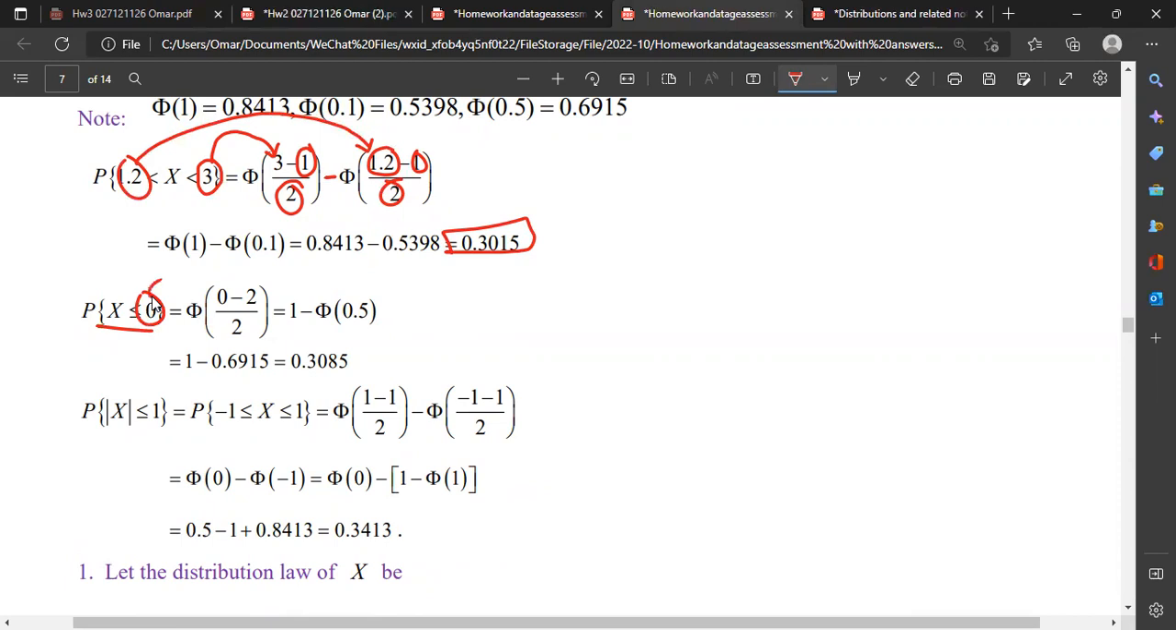And when x is less than or equal to 0, here the value of x will be 0. So 0 minus 1, that means 0 is x, right? (x minus mu) by sigma. So (0 minus 1) by 2. It will be 0.3085.